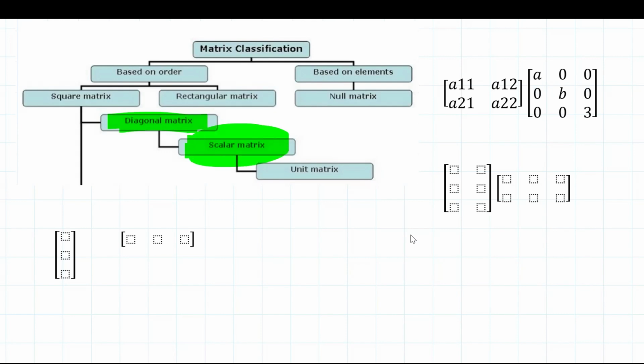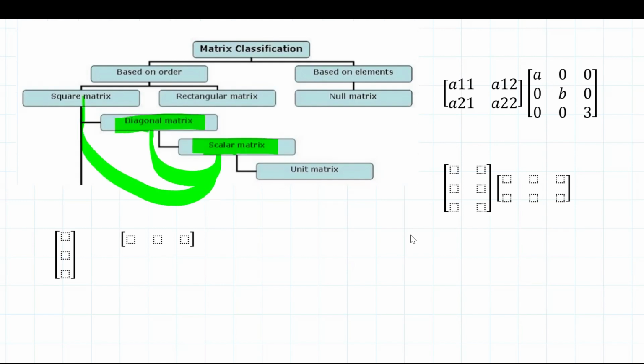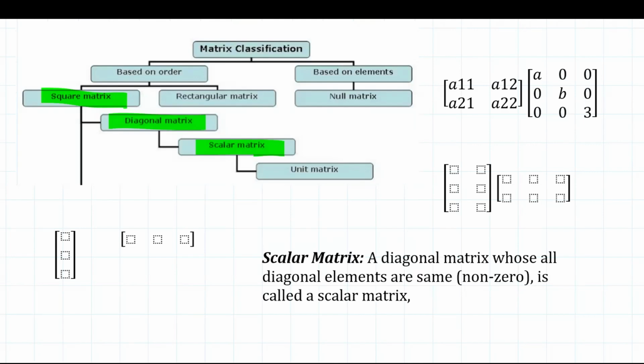Now, the diagonal matrix can also be like a scalar matrix is what I'm talking about. So we can see from here the scalar matrix is a type of diagonal matrix, or you may say it is also a type of square matrix. As you can see, the flow chart goes like this: from the square matrix, the diagonal matrix is derived, and from the diagonal matrix, a scalar matrix is derived. So if you talk about the scalar matrix, it is a type of diagonal matrix whose all diagonal elements are the same, non-zero, is called a scalar matrix.